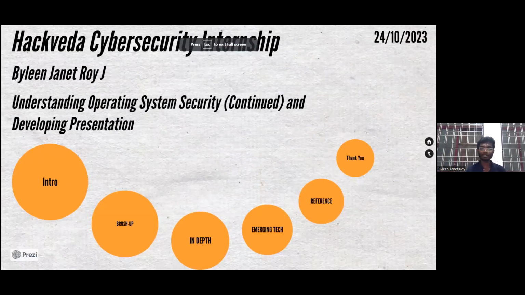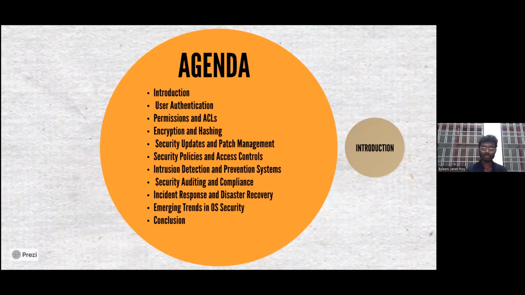First, we'll have the introduction. Then we'll see user authentication, permissions, and ACL. Don't worry about these terms; we'll see them in the upcoming slides too. Then encryption and hashing, security updates, policies, intrusion detection and prevention, auditing, and incident response and disaster recovery. The disaster here is not a regular disaster which happens in the environment, but something entirely different which happens in the cyber field. And then emerging trends in OS security, and the conclusion.